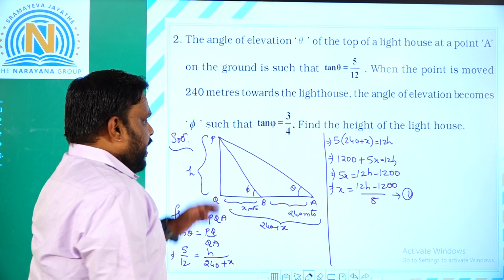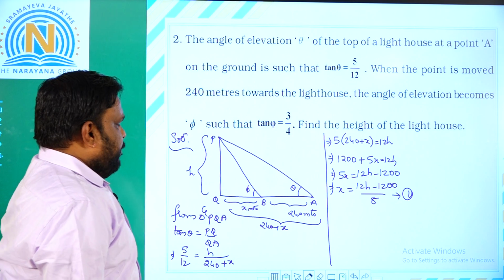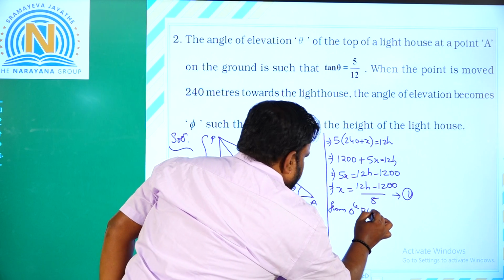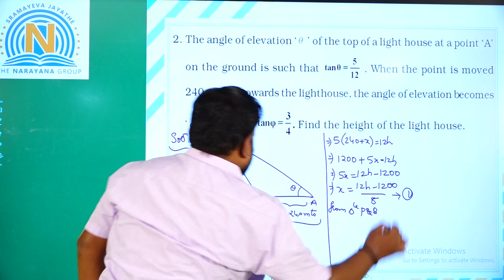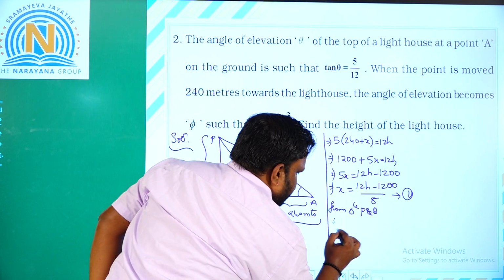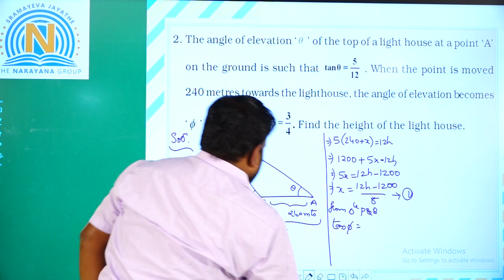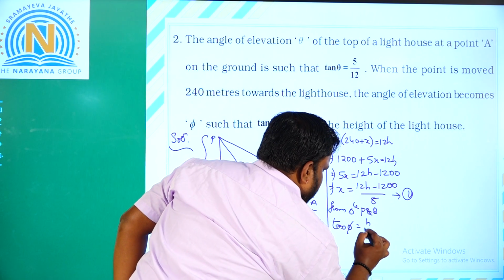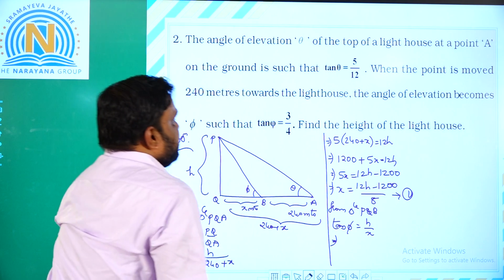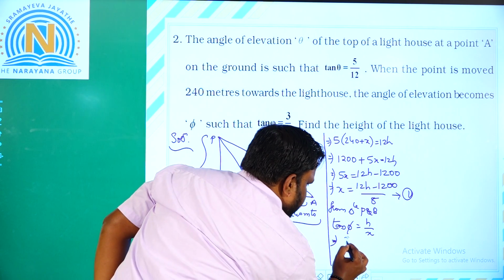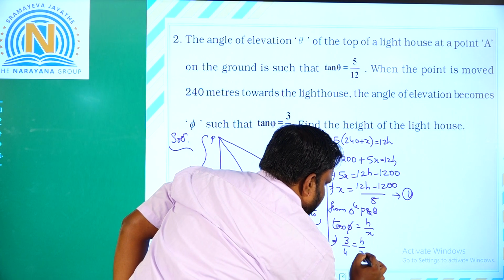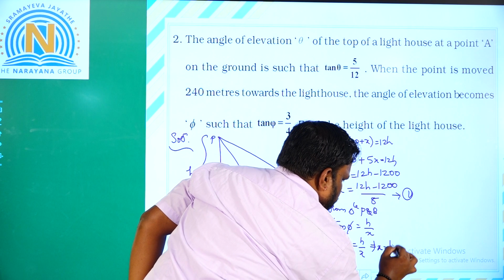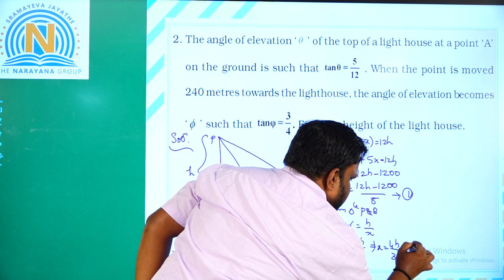Next, after this, we have one more triangle. What is that one more triangle? PQB. So from triangle PQB, again, tan phi is equal to PQ by QB. So PQ by QB is nothing but h by x. What is tan phi given for us in the question? It is given as 3 by 4. So 3 by 4 is equal to h by x. From here, x will be equal to 4h by 3. Name this as second equation.